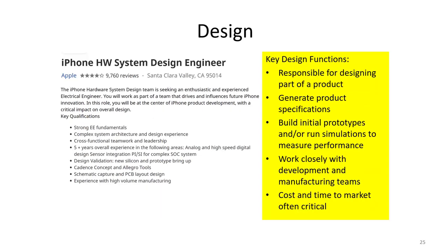Next engineering function is design. Design engineers are sort of the classic engineer. So if you think of the classic engineer who's designing something and then putting that design into a product, that is a design engineer. What a design engineer does is they are responsible for designing part of a product. And so their job is to generate what's called a product specification. The specification will explain all the details of that design.